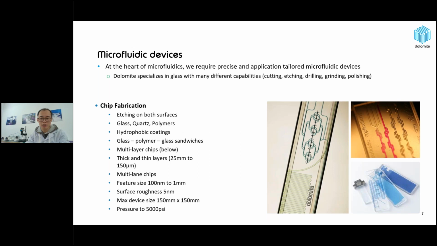The smallest feature size of our microfluidic chips is 1 micrometer, with a tolerance of 1 micrometer, and the surface roughness is 5 nanometers, with a maximum temperature of 5 degrees C and pressure over 300 bar.